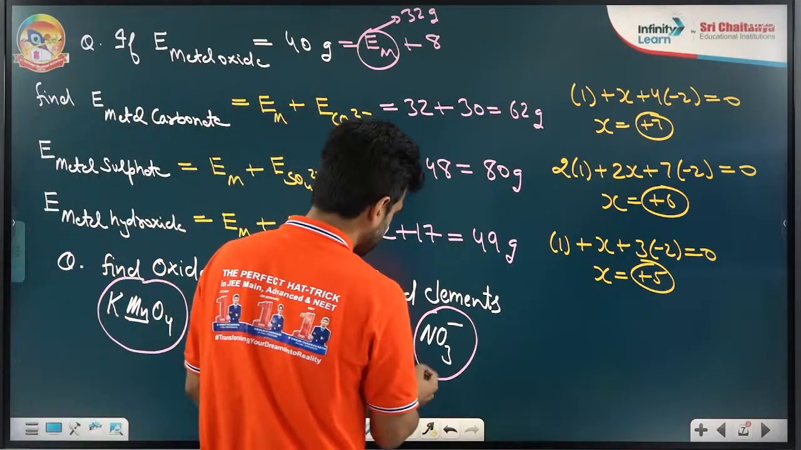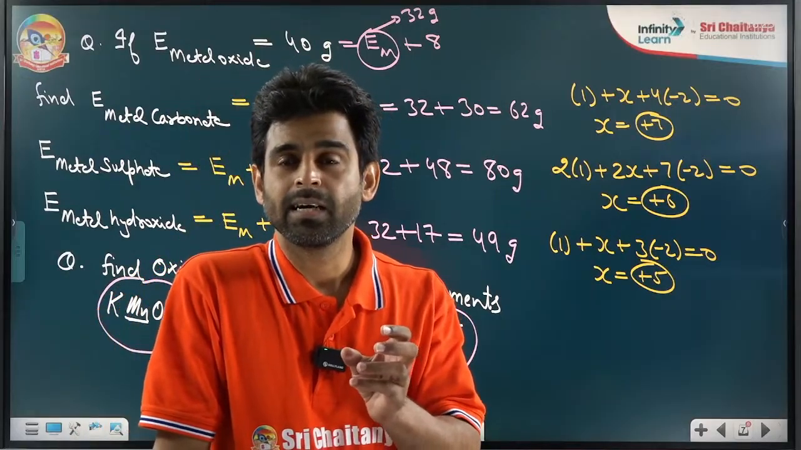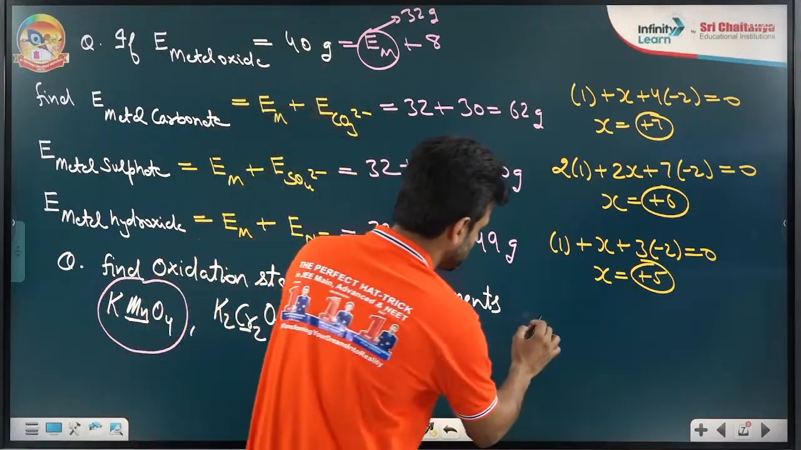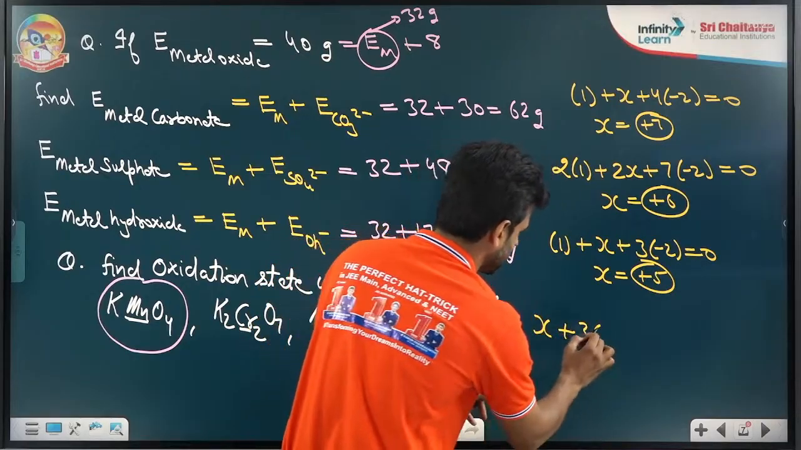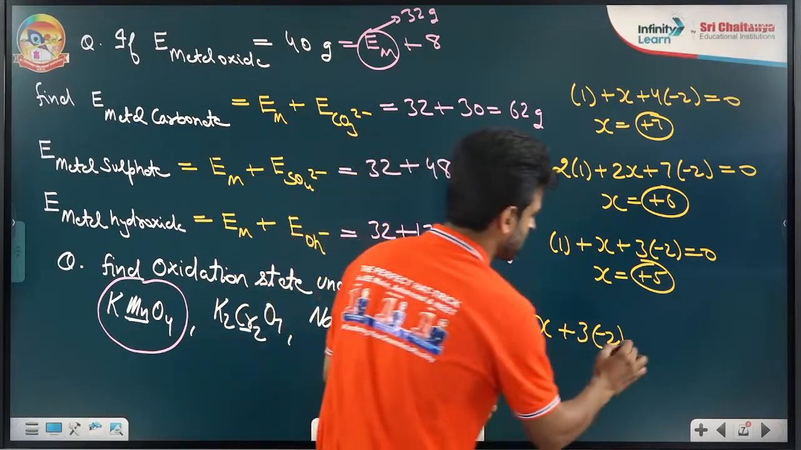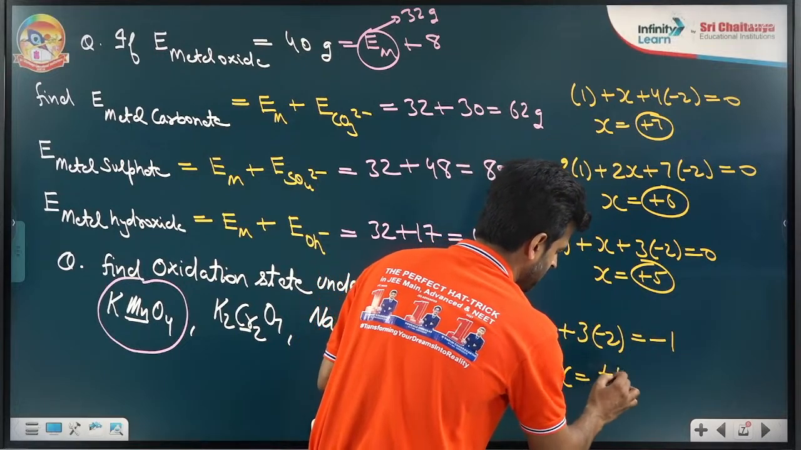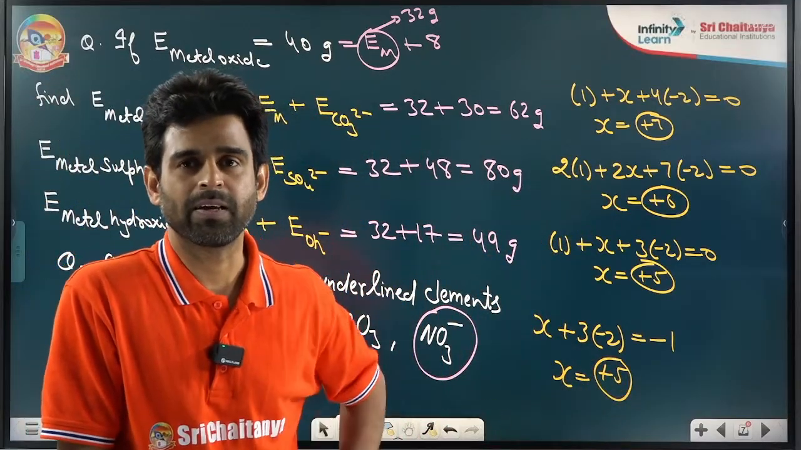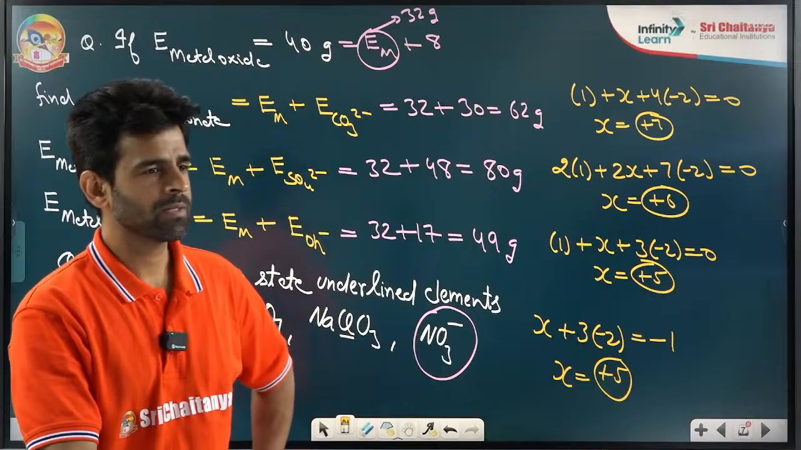And this time, nitrate ion. Nitrate ion is a molecular ion. It's not a neutral thing, so be careful about it. Nitrogen is X. Oxygen 3, and here -2. So X plus 3 of -2 equals how much? -1 here. So what is X coming here? X coming +5. Yes beta, X coming +5. Right? I hope we are clear about this.